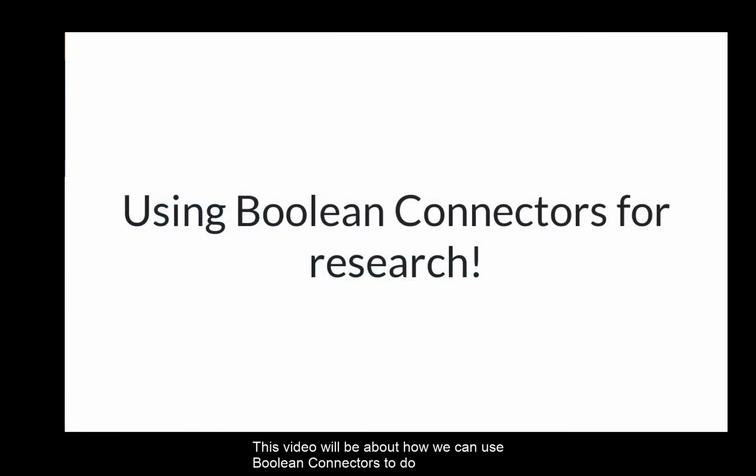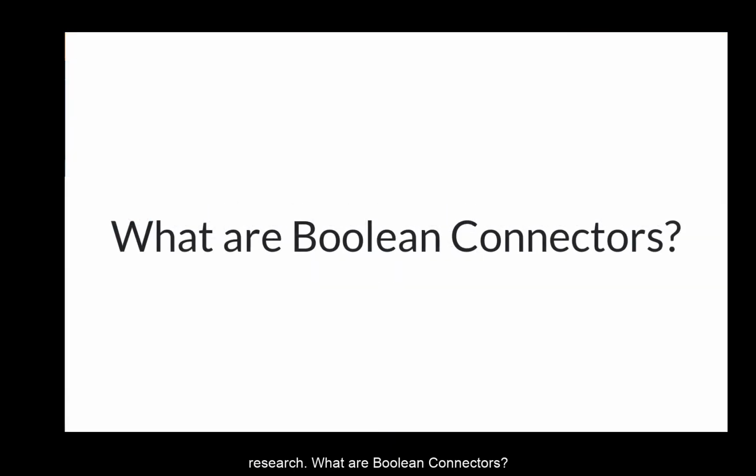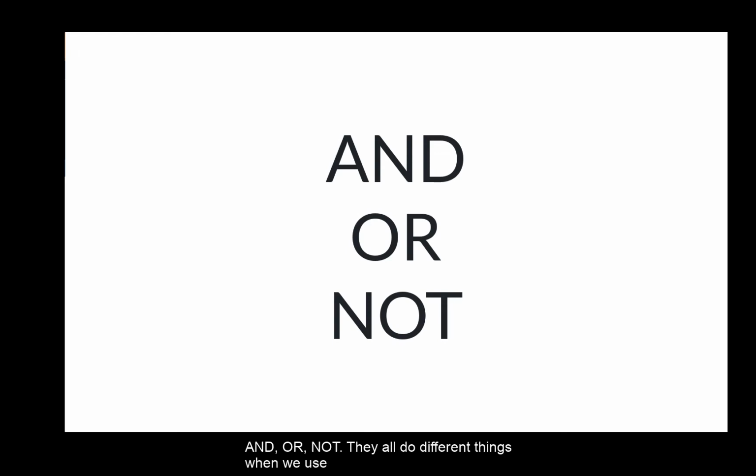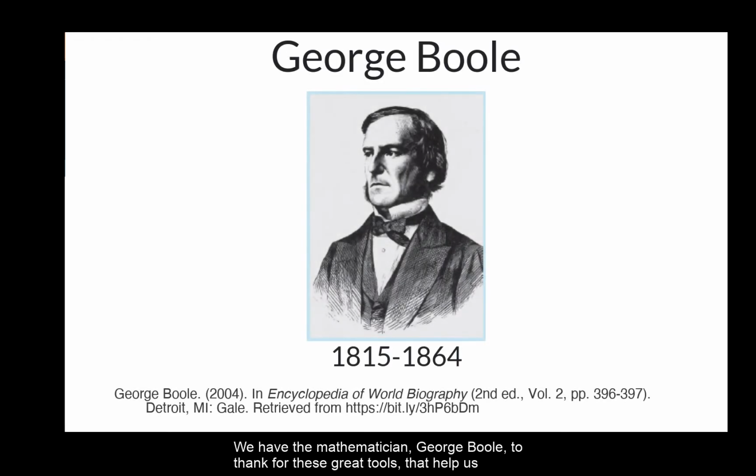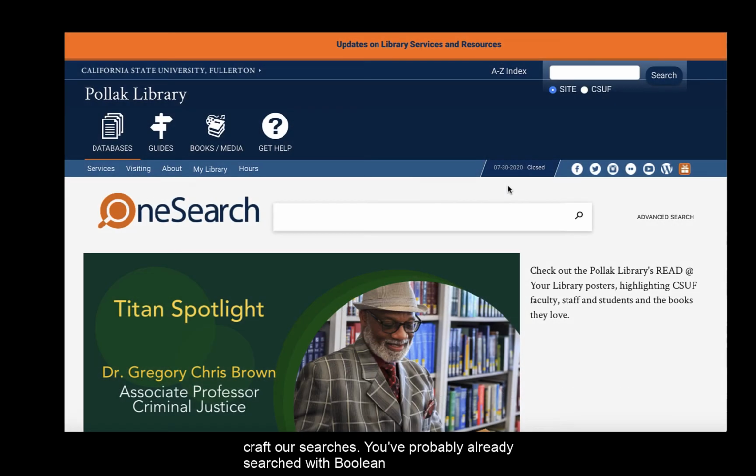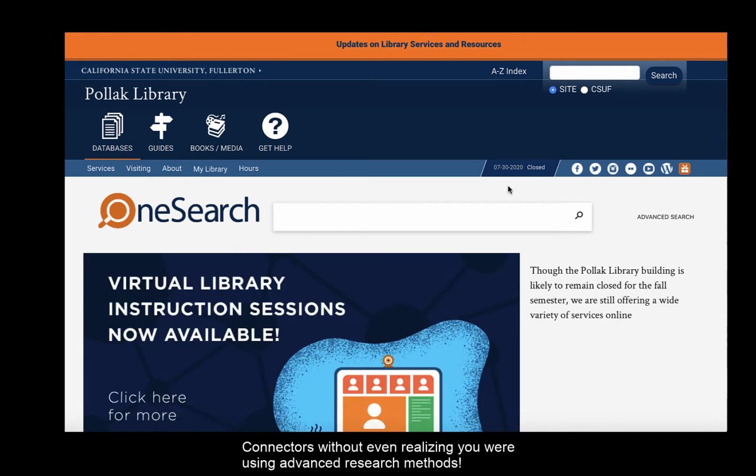This video will be about how we can use Boolean connectors to do research. What are Boolean connectors? Boolean connectors are three tiny words: and, or, not. They all do different things when we use them to connect our search terms in the databases. We have the mathematician George Boole to thank for these great tools that help us craft our searches. You've probably already searched with Boolean connectors without even realizing you were using advanced research methods.